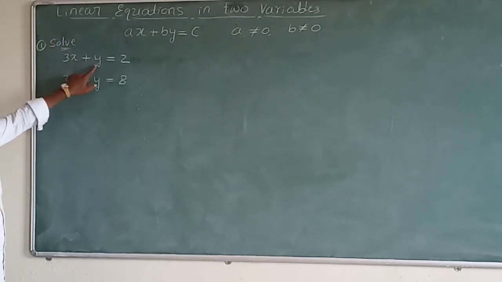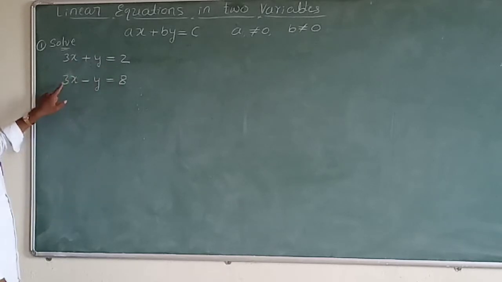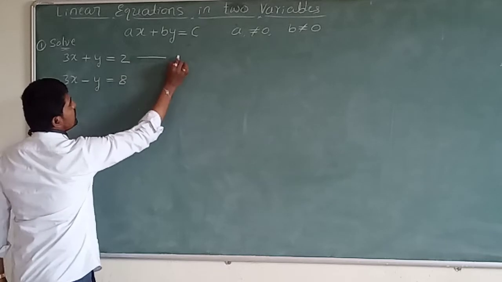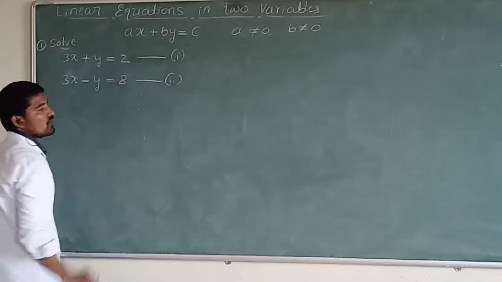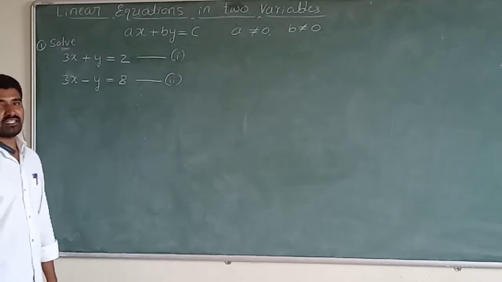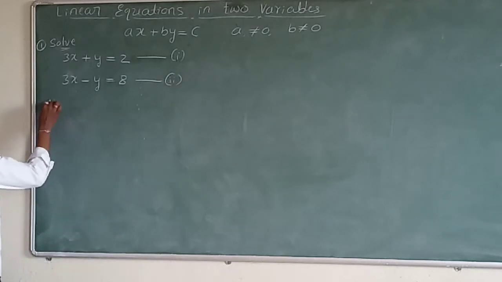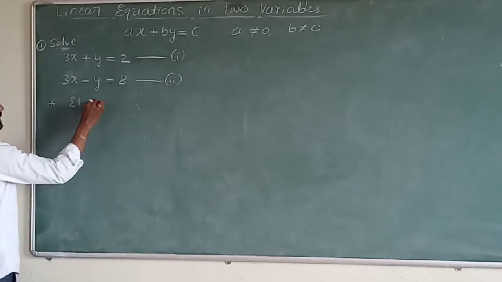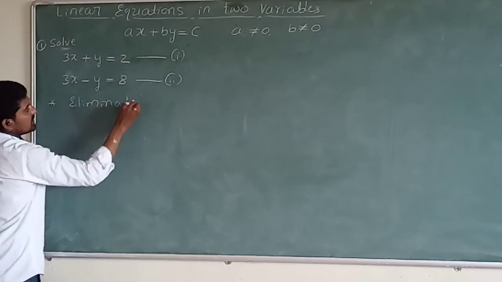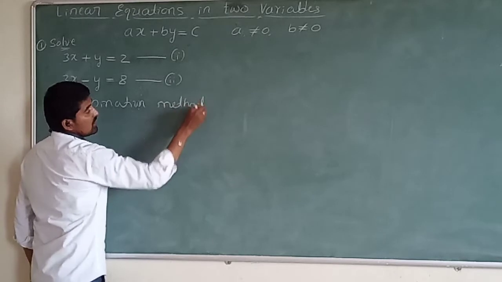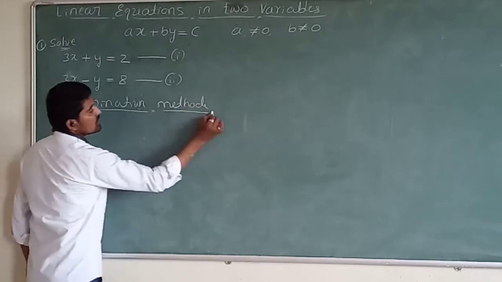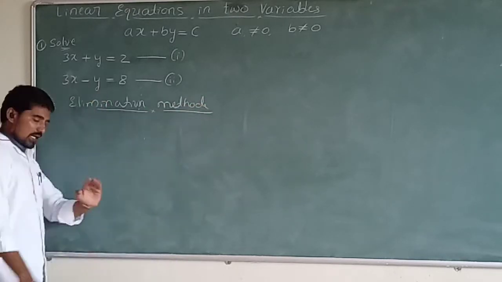x plus y is equal to 2 and 3x minus y is equal to 8. Call this the first equation and this the second equation. Next, solve by the elimination method. Why is it the elimination method? In the elimination method, either the x terms or the y terms are eliminated, leaving only one variable.